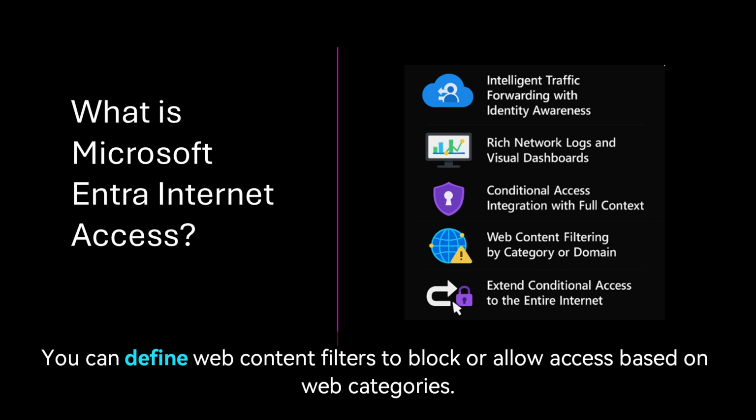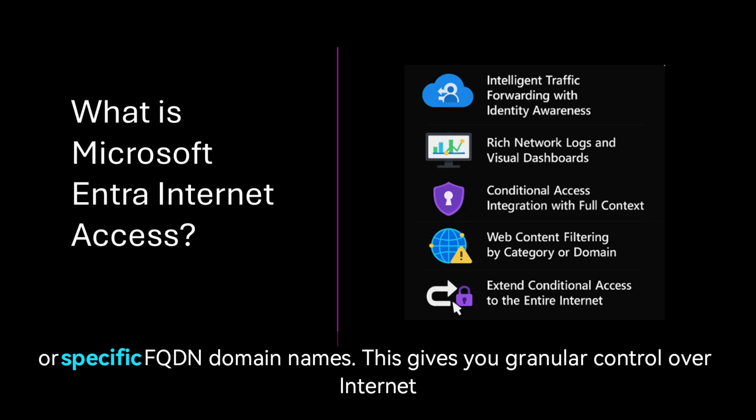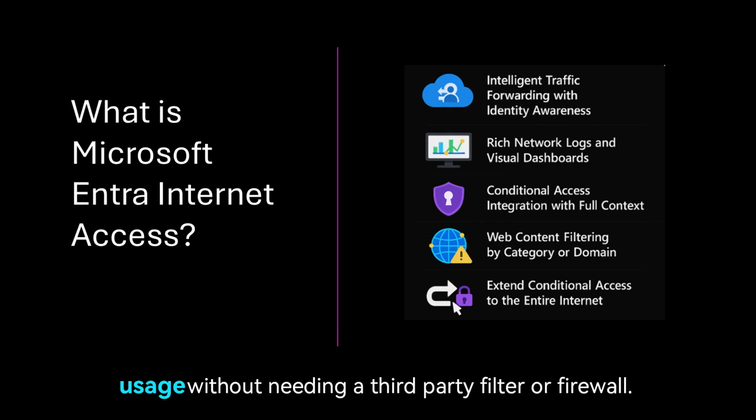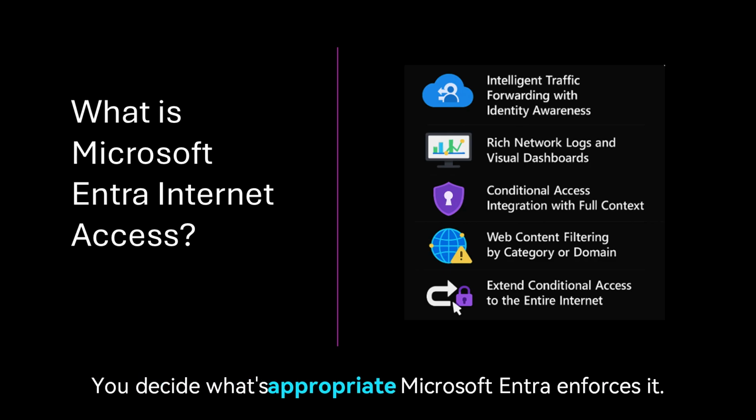You can define web content filters to block or allow access based on web categories. For example, gambling, adult content, file sharing, or specific FQDN domain names. This gives you granular control over internet usage without needing a third-party filter or firewall. You decide what's appropriate. Microsoft Entra enforces it.